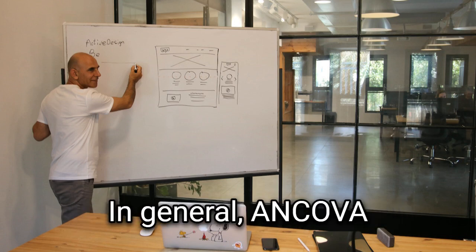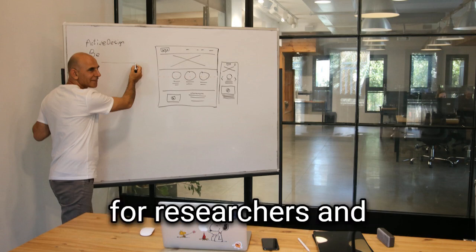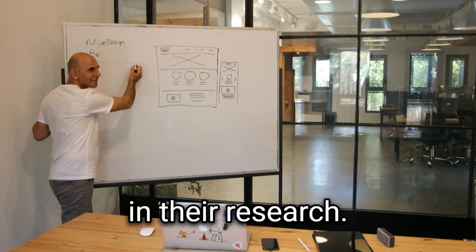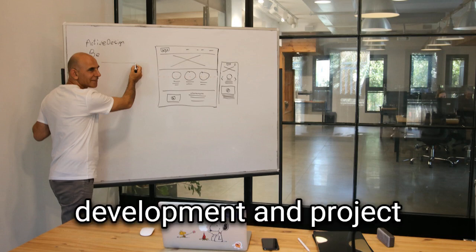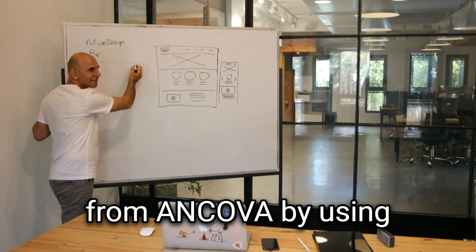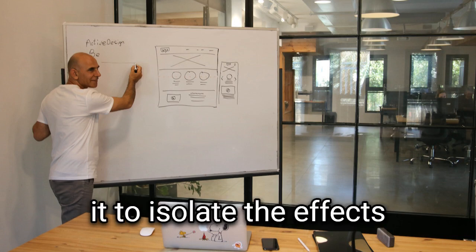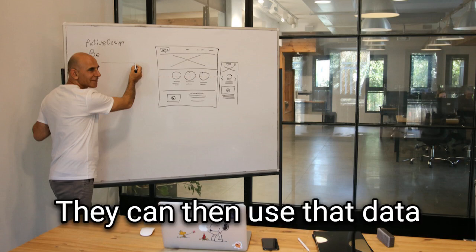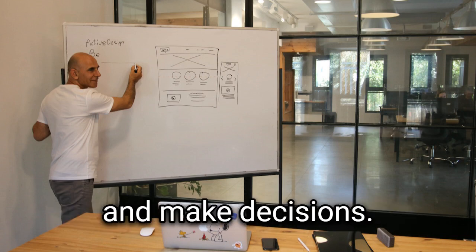In general, ANCOVA is a helpful technique for researchers and practitioners who want to control the influence of confounding variables in their research. Managers in product development and project management can benefit from ANCOVA by using it to isolate the effects of the most relevant variables and account for any confounding ones. They can then use that data to better manage resources and make decisions.